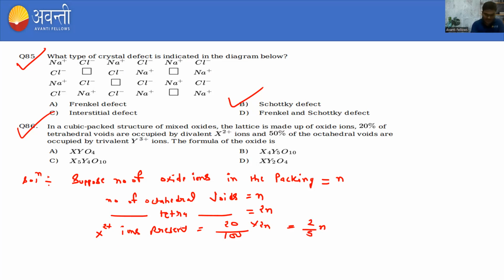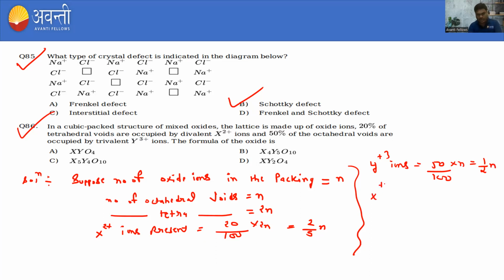On solving you will get 2 by 5 n. Similarly, Y plus 3 ions present, how much is given? 50%. So 50 upon 100 into n. So it comes out to be 1 by 2n. Right, 1 by 2n.